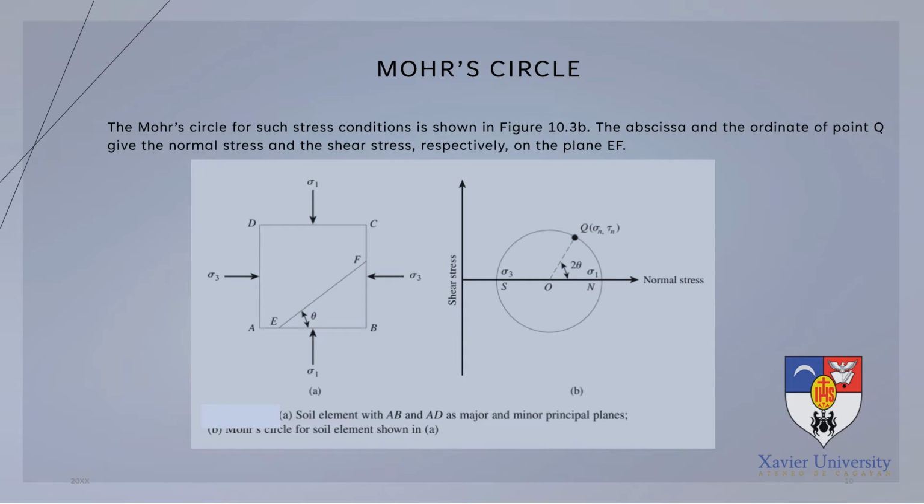So for the Mohr circle of such stress condition shown in this figure, the abscissa and the ordinate of point Q give the normal stress and the shear stress respectively on plane EF. This is the plane EF. Its normal stress and shear stress will be given by the abscissa and the ordinate of this point Q respectively.